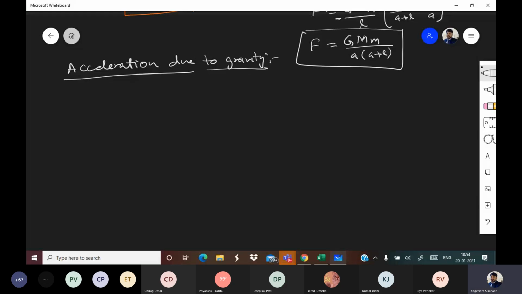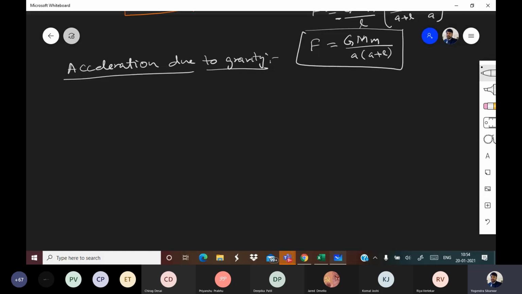So what is acceleration due to gravity? This is a very unique thing. Why are we saying unique thing? Because that is the property of Earth, or if you are on some other planet, then of that planet. Right? What is unique about it?